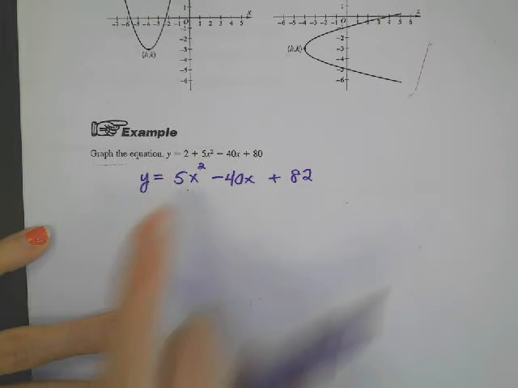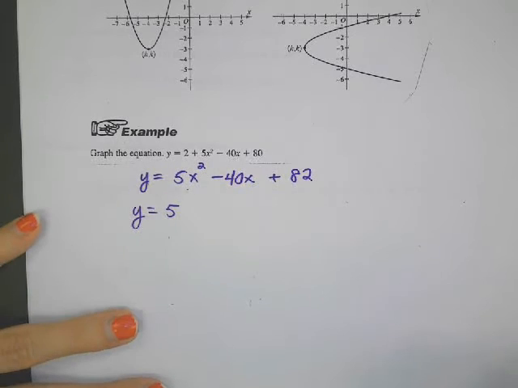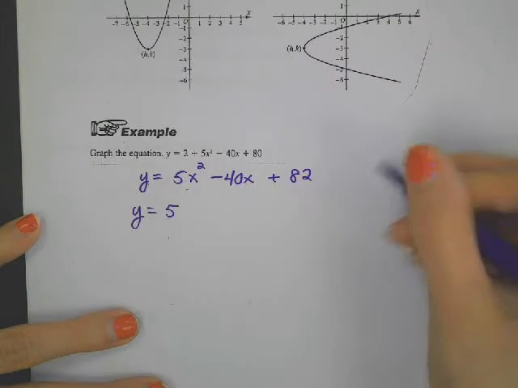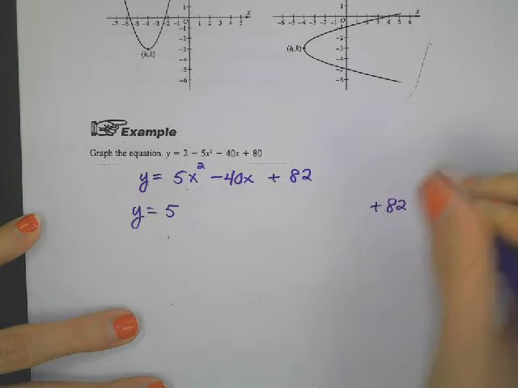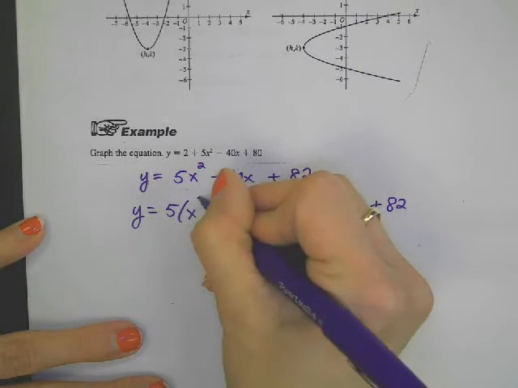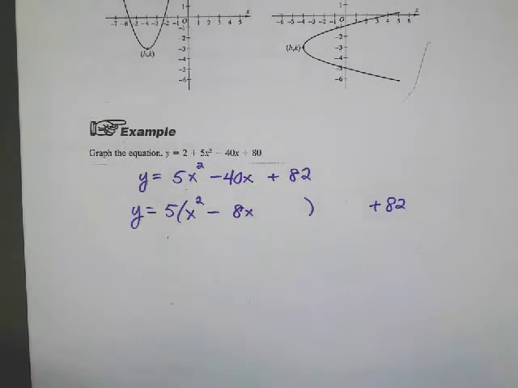Remember, you have to get the 5 alone. So we are going to factor out a 5, but out of which numbers? Just the x numbers, okay? That 82, you're going to shove him way down here to the right. 82 is not in the picture. It's just these x terms. So x squared minus 8x, close your parentheses.